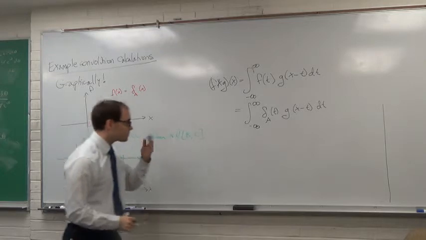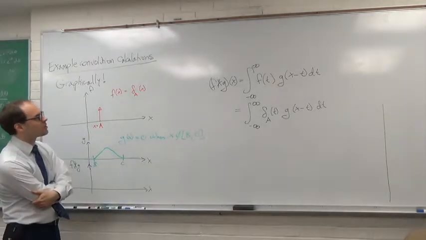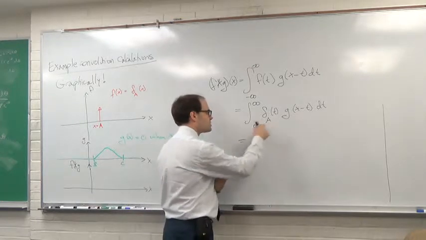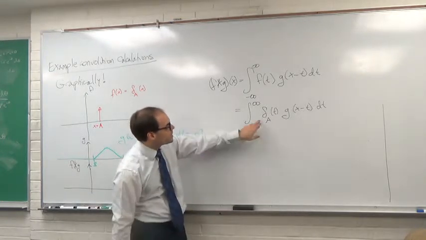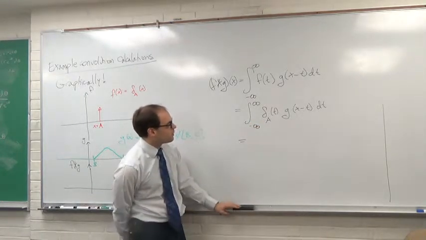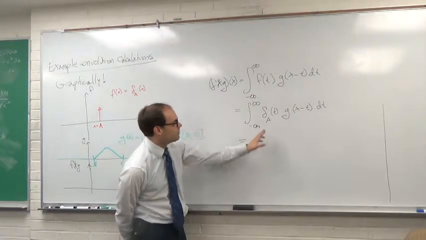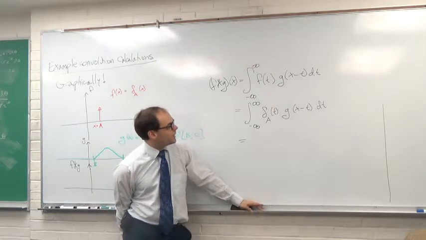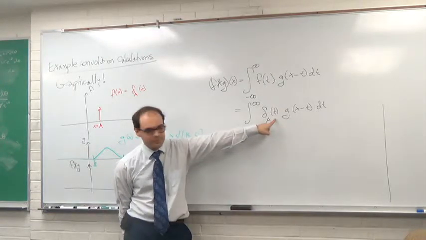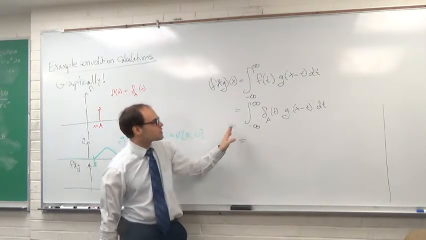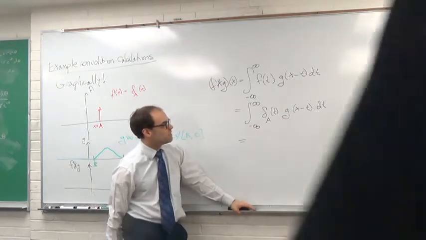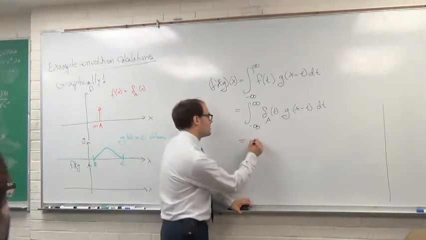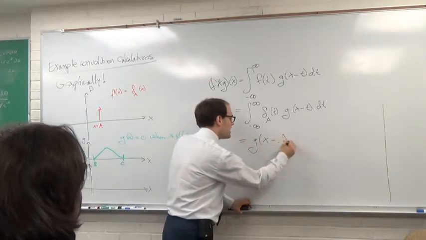So how do I evaluate this integral? Of course, this integral is meant to be evaluated like the distribution it is. Where does the delta at a pick out the value of everything else in the integral? At a, right? So when t is equal to a, this is going to be g of x minus a.